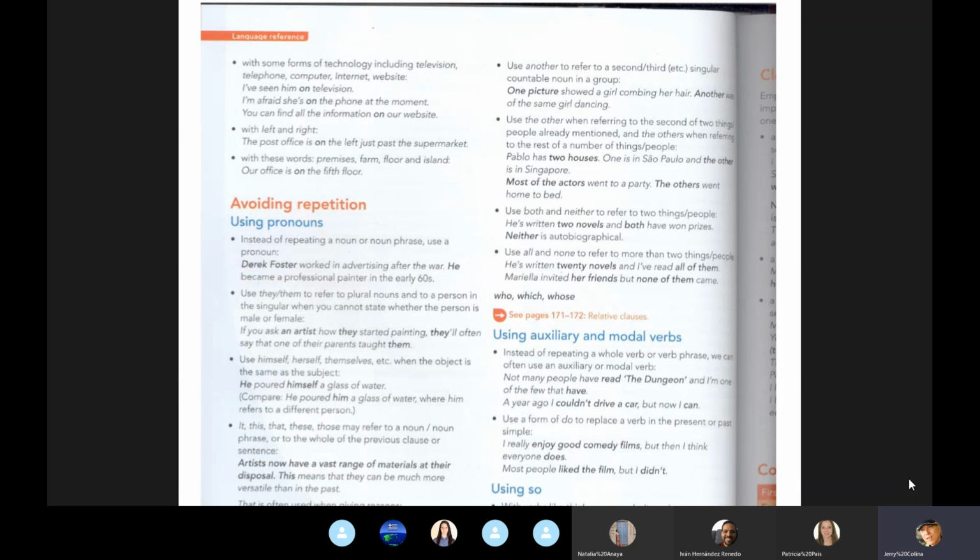We use "on" with this word, premises. On the premises. "Bajo las premisas," but what is the other word of premises? "Condiciones," I think.